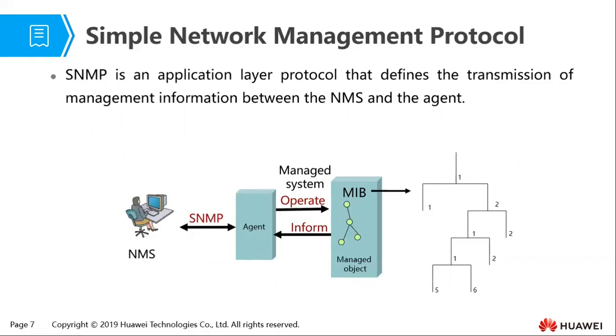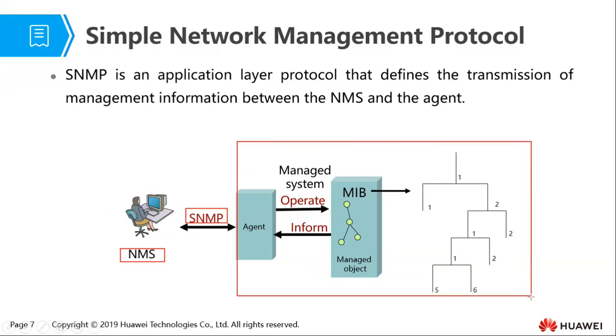Okay, so now to SNMP. Simple Network Management Protocol is an application layer protocol that defines the transmission of management information between the network management system and the agent. So we learned about SNMP at the associate level. So as we know, as a network admin, you'll have your network management system. Then your system is going to be sending SNMP messages to your network resources. So this network resource can be a router, can be a switch, can be a firewall, can be a server, etc.